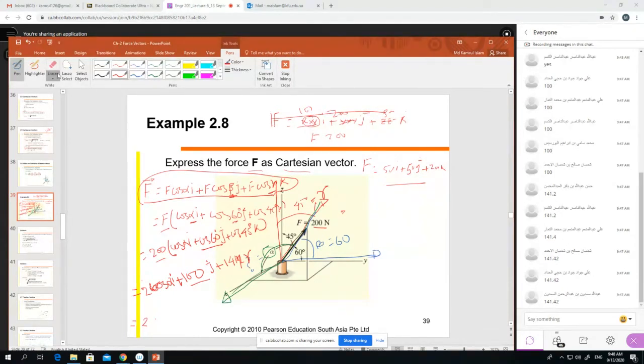What is the answer? Look, I am writing here roughly, it is not clear. So in your pen and paper, you must write clearly so that later you can understand. Okay, 200 cos alpha i plus 100 j plus 141.4 k. Right? So this is what they asked from us.